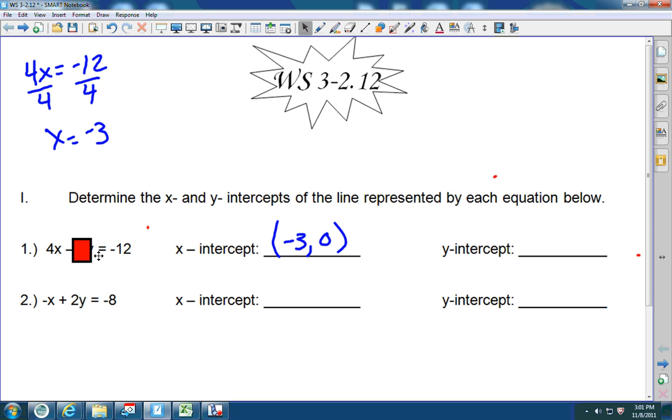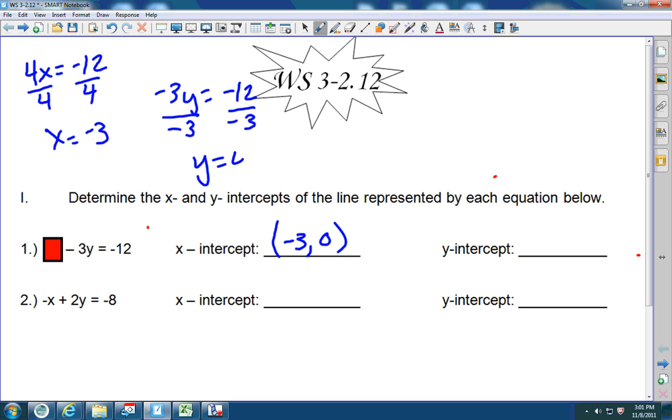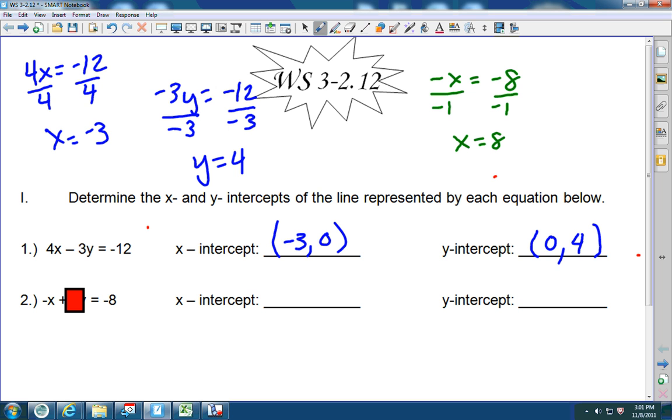So then if I want to find the y-intercept, I'm going to cover up the x, and I get negative 3y equals negative 12. I'm going to divide by negative 3, y equals 4. So my y-intercept is 0, 4. Try the next one. If I want the x-intercept, I'm going to cover up the y, and I get negative x equals negative 8. I'm going to divide by negative 1, x equals 8. So I have 8, 0.